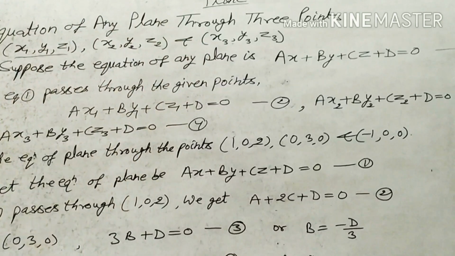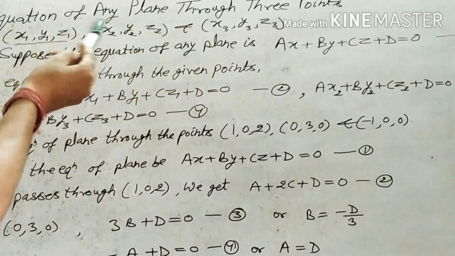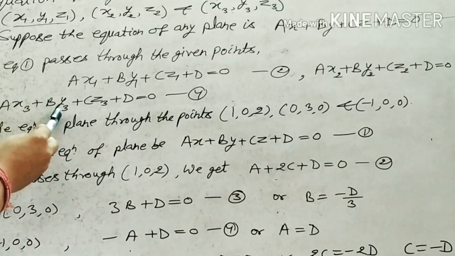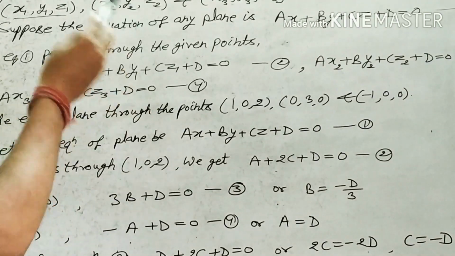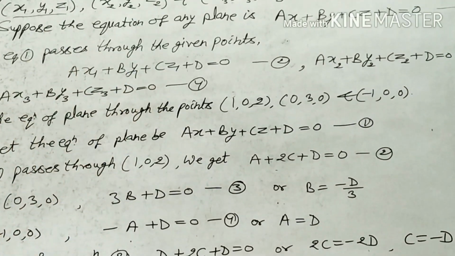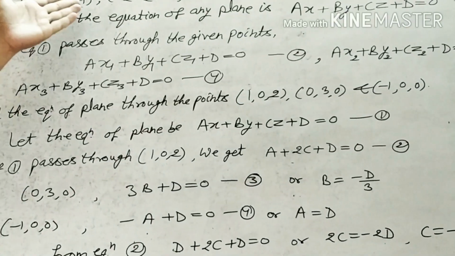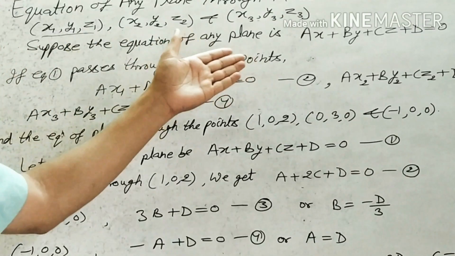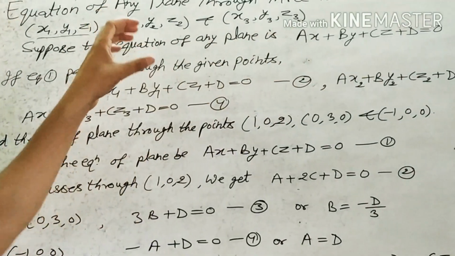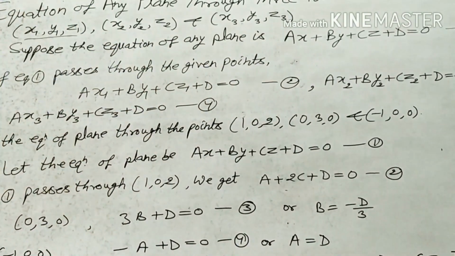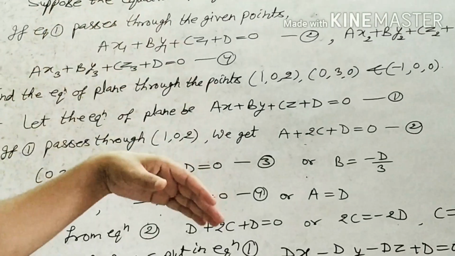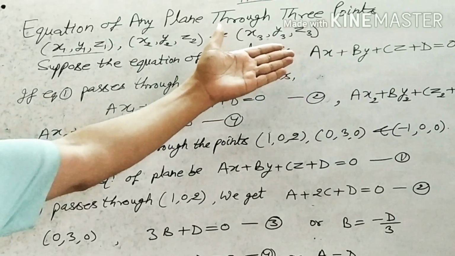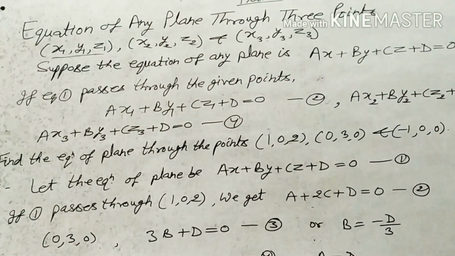Now the third point is x3, y3, z3. When the equation passes through this point, it converts into ax3 plus by3 plus cz3 plus d equal to 0. Now after putting the values of points x1, y1, z1, x2, y2, z2, x3, y3, z3, you will get 3 equations: second, third and fourth. After simplification of these 3 equations, you will get the values of a, b, c, d. Then you put these values in standard equation first. That will be your final equation of the plane.